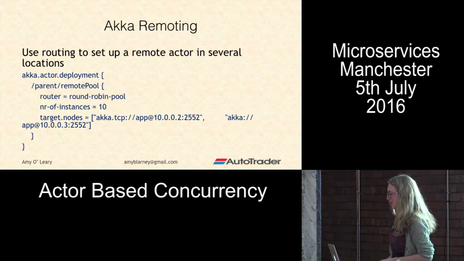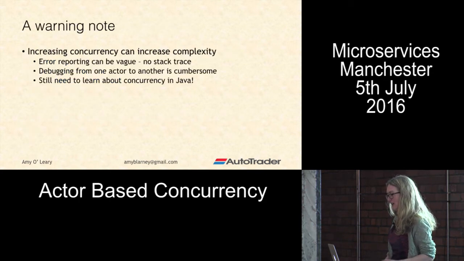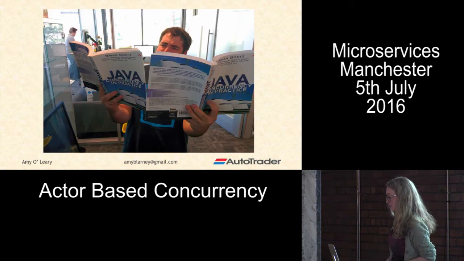Okay, so before you leap out of your chair to redesign your application as an Akka system, here's a warning note. Increase in concurrency can also increase complexity. So in Akka, error reporting can actually be quite vague. You can't rely on the stack trace to tell you everything. Debugging from one actor to another can be very cumbersome. And you still need to learn about concurrency in Java. One book that I like that's still relevant today is Java Concurrency in Practice. So I'd recommend you read it if you haven't already, but make sure to read it in the correct way.